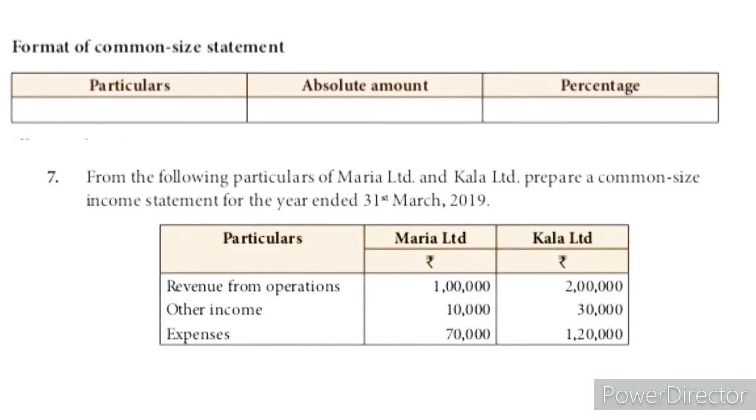The seventh sum is from the following particulars of Maria Limited and Kala Limited. Prepare a common size income statement for the year ended 31st March 2019. So the details given in the sum are revenue from operation, other incomes, and expenses.